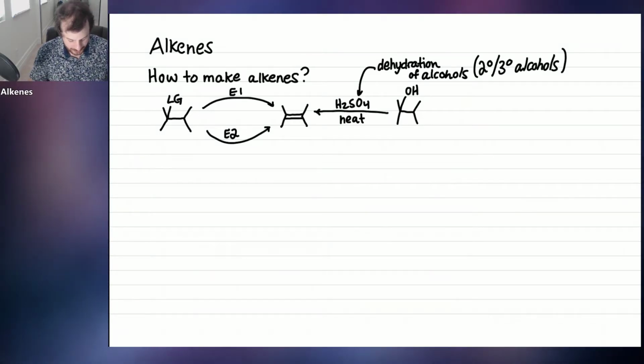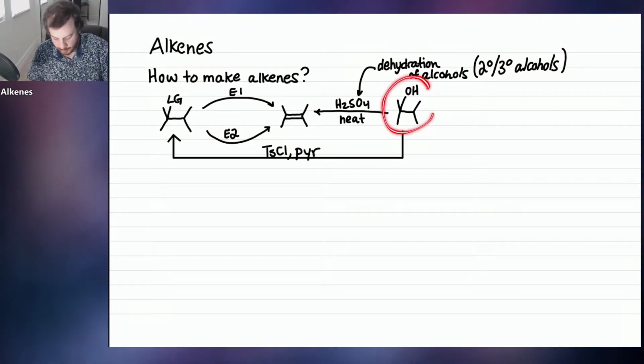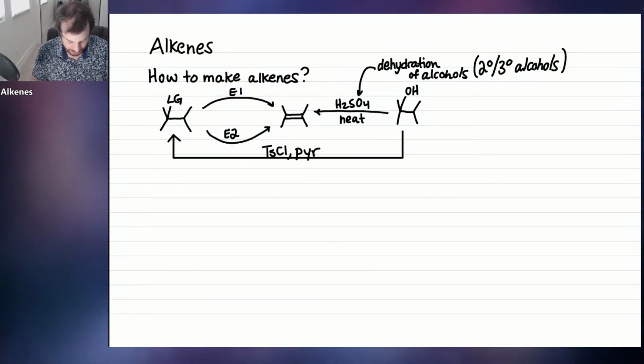And there's just one last thing I'll mention, is that you can turn the alcohols into good leaving groups and then do the E1 and E2 reaction. I don't know why you'd want to do this, but you could use tosyl chloride and pyridine and convert the alcohol into a good leaving group and then do E1 or E2. I don't know why you would do that when you could just do H2SO4 in heat directly. I guess you might do this if you have a primary alcohol and you need to turn it into an alkene. You can use the tosyl chloride and pyridine to turn that alcohol into a good leaving group, because you can't do the dehydration of alcohols with primary alcohols. Okay, so that is how to make alkenes.